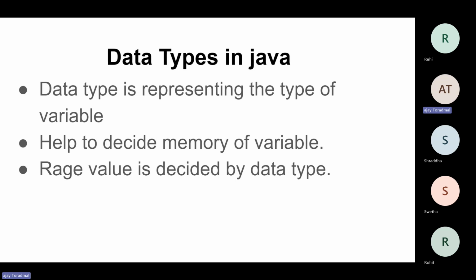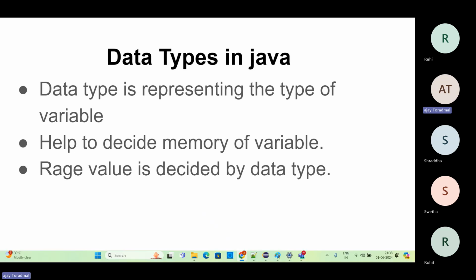First of all, data type represents the type of a variable. Now, what is meant by variable? Data type is used to represent the type of variable, that means which type of variable you have. Variable means you can say the container where we can store the value.